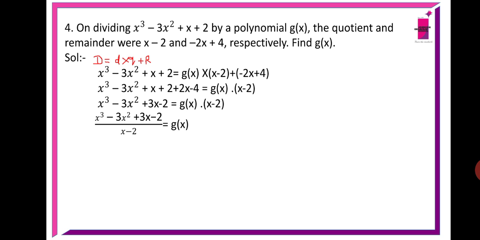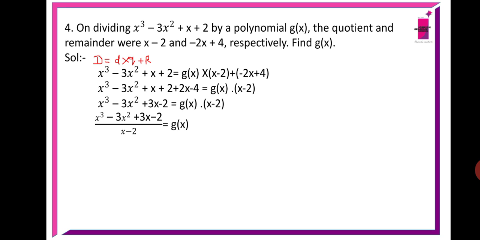On dividing x cube minus 3x square plus x plus 2 by a polynomial g of x, the quotient and remainder were x minus 2 and minus 2x plus 4 respectively. Find g of x. Here you are going to find g of x. The remaining terms are given. Let p of x equal x cube minus 3x square plus x plus 2, and g of x is not given, you are going to find it. The quotient is x minus 2 and the remainder is minus 2x plus 4.